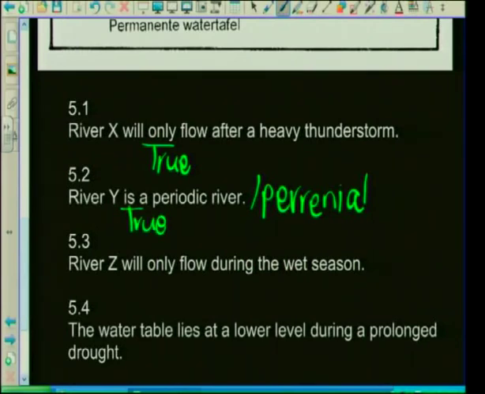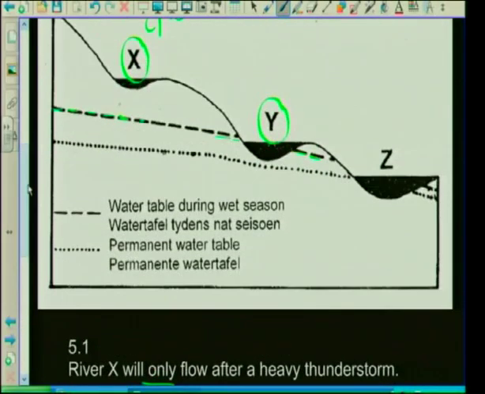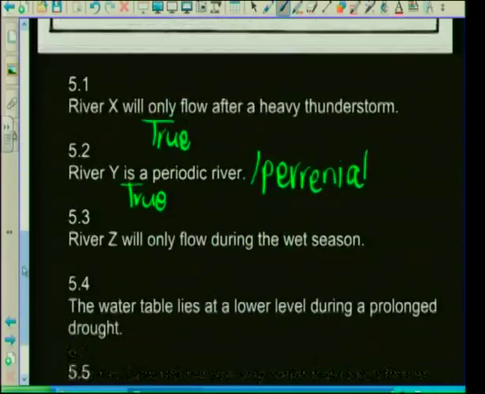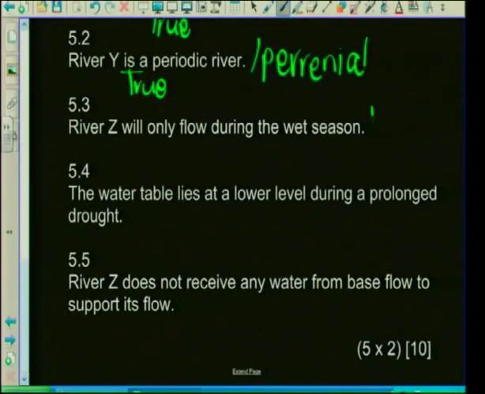5.3. River Z will only flow during the wet season. Now if we go up to the diagram, there's River Z. You will notice that the wet season water table flows through it, as well as the normal permanent water table. So the answer to 5.3 is essentially false. It will flow throughout the entire year.